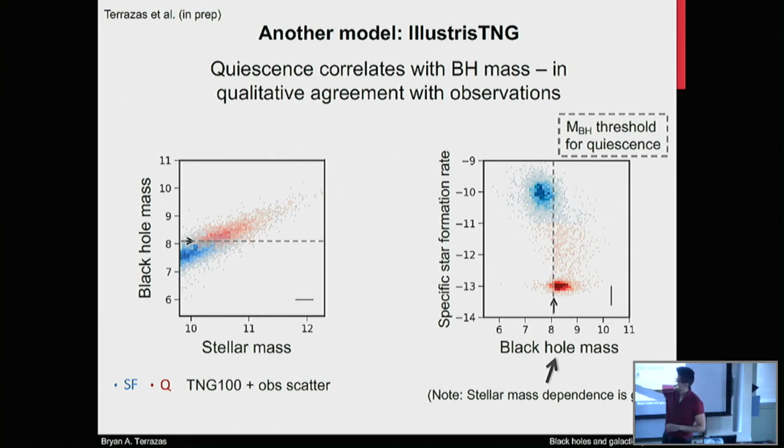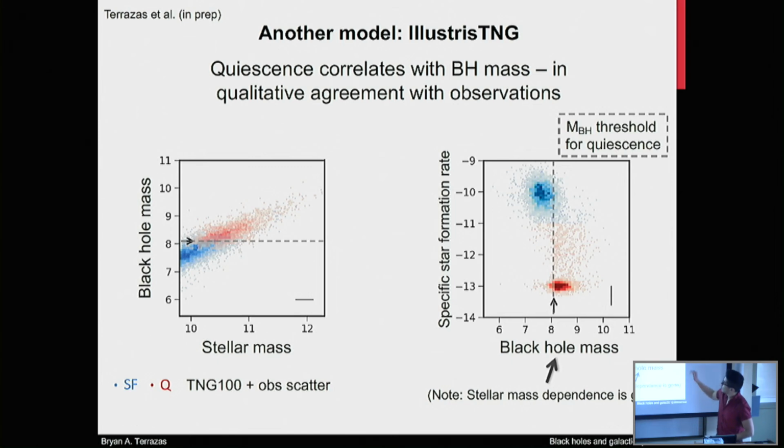But the thing is that the black hole mass threshold at which quiescent galaxies and star-forming galaxies live is actually flat on this plane. So it's a black hole mass threshold, and it doesn't depend on stellar mass. And so if we look at the specific star formation rate versus black hole mass plane, then we see that galaxies that are below this threshold mass are star-forming, and galaxies above are quiescent. In fact, they're all pretty much with a star formation rate of 0, so these are all upper limits here.